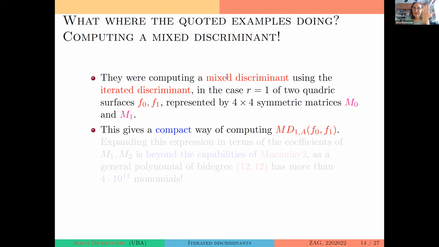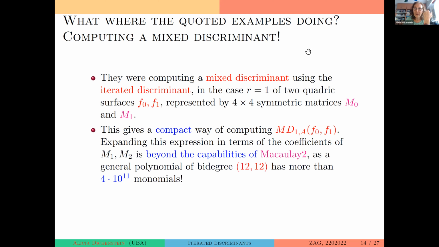So what were these classical computations about? Well, they wanted to understand when it is that two quadrics would have a non-transverse intersection. This is given by a mixed discriminant, but instead they were computing an iterated discriminant. So they consider the two quadric surfaces represented by the matrices, and they computed this way the determinant of the matrix and then the discriminant of the univariate polynomial that they got. And what is interesting is this gives a compact way of computing the mixed discriminant.